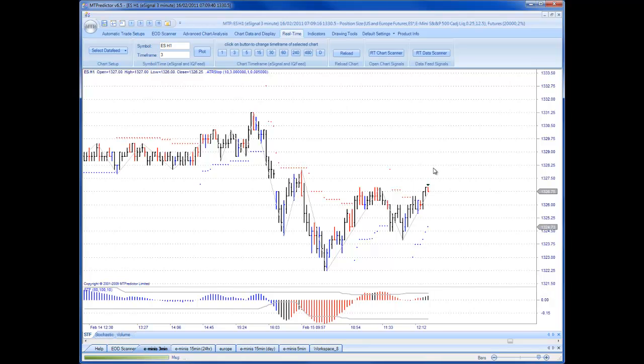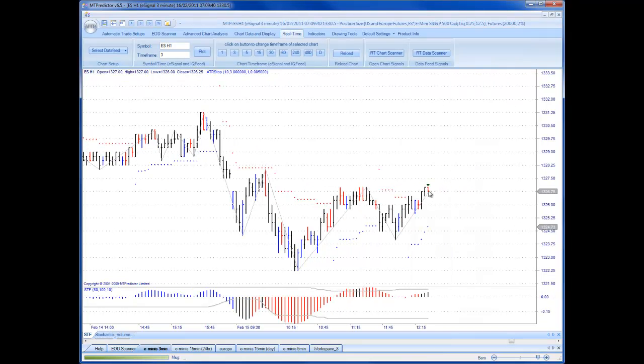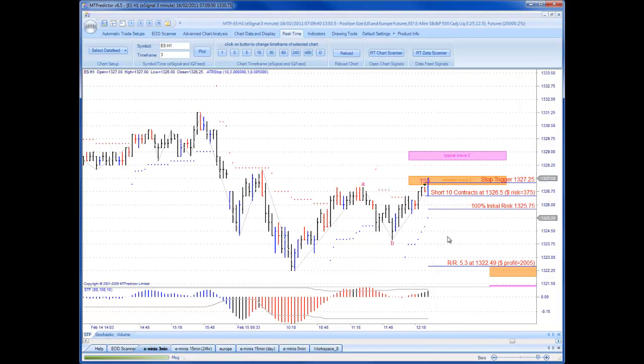So here's the first setup. Let's put the analysis on. This gave us a potential short trade with a risk reward of 5.3R on a black STF, so it's a standard MTPredictor short trade. Let's move forward one bar and see what happens. Well, here the trade was actually entered and then stopped out on the very next bar. So this is what we call a -1R loss.